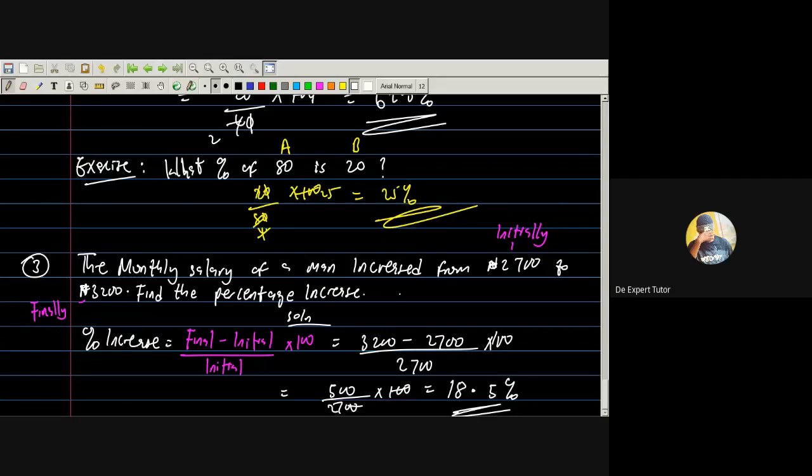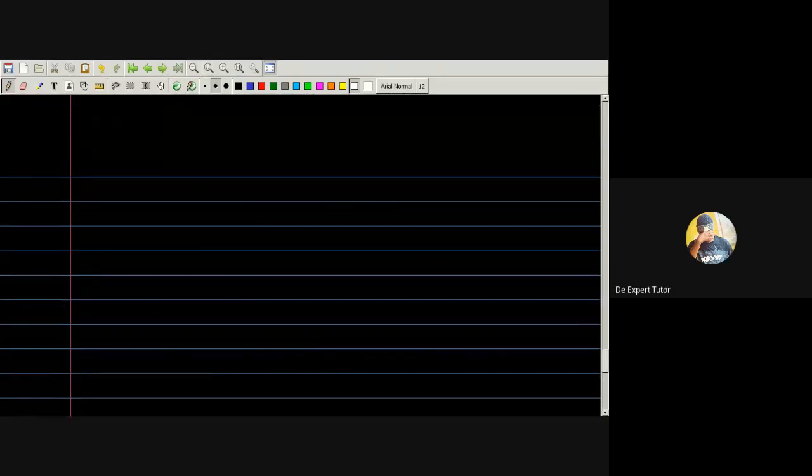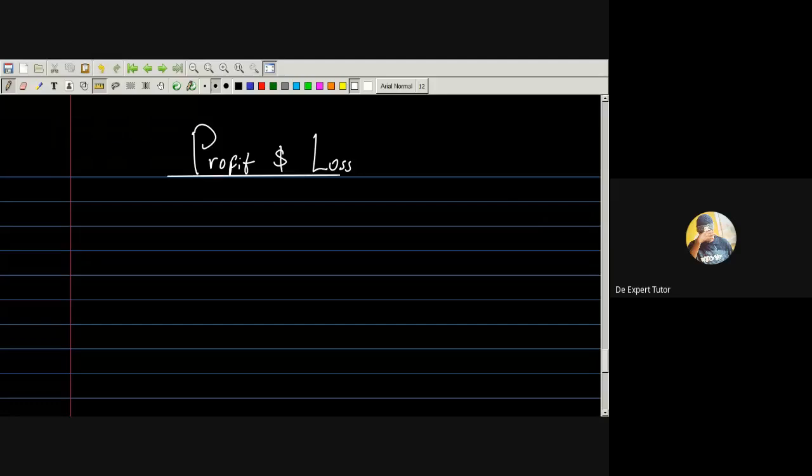Okay, we move. Let's look at profit and loss. Another word for profit is gain. Remember that when you do business, you always want to gain and not to lose. Now, there's a concept we call cost price and selling price. I'll denote cost price as C, and selling price as S.